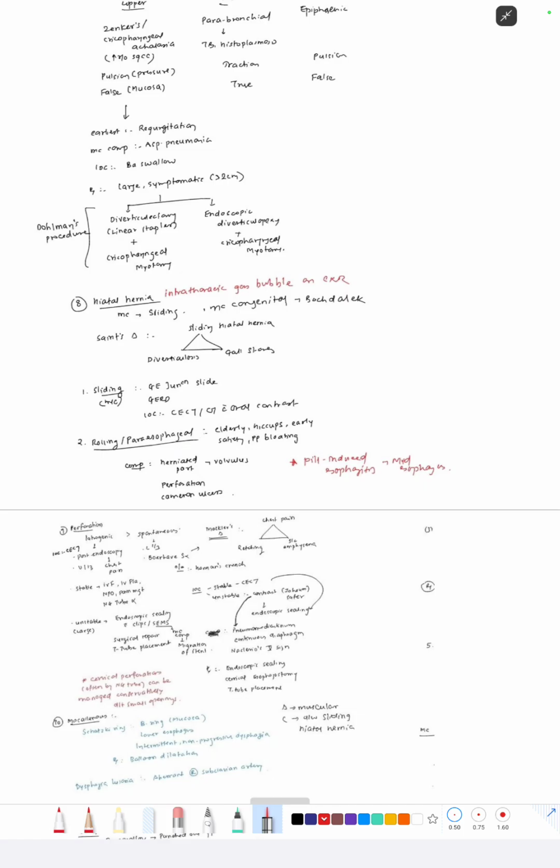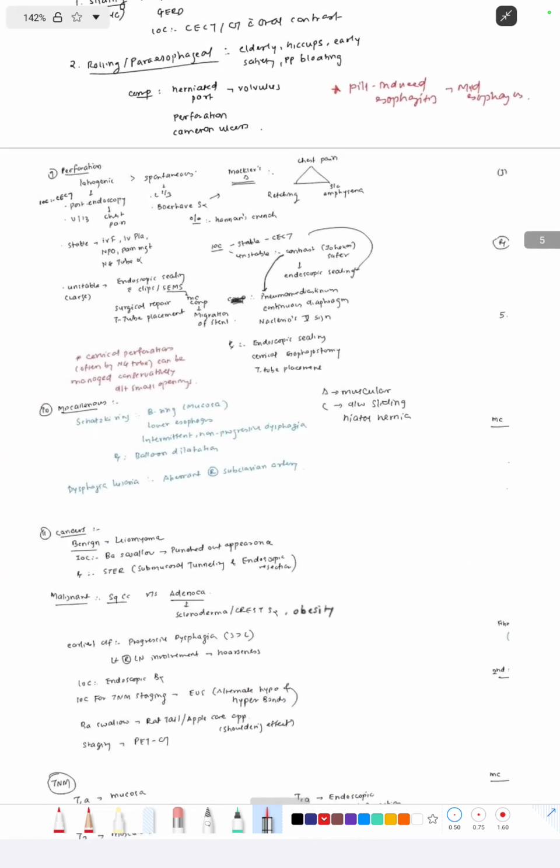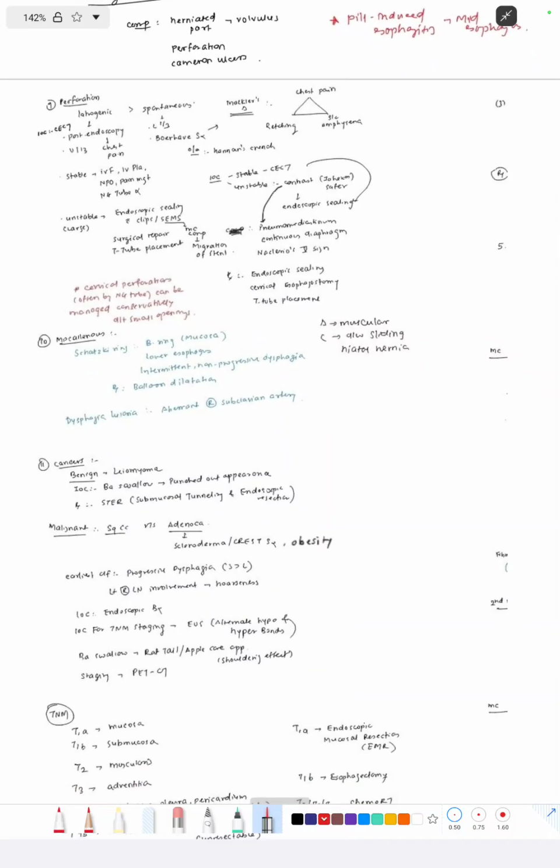Then there is pill-induced esophagitis. The pill-induced esophagitis generally affects the mid-esophagus. Then the next pathology is perforation. So perforation can be iatrogenic or it can be spontaneous. The iatrogenic, that is, procedure-induced perforation, is more common. Investigation of choice is CECT. It is generally post-endoscopy that will lead to chest pain. More commonly, it is seen in the upper one-third region.